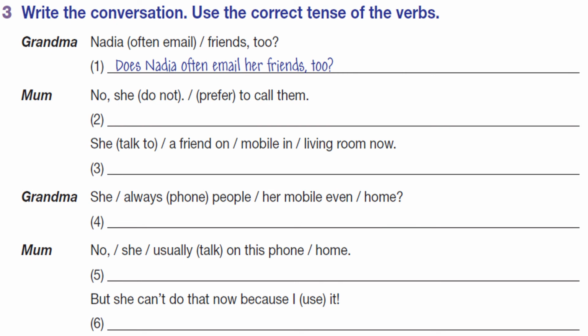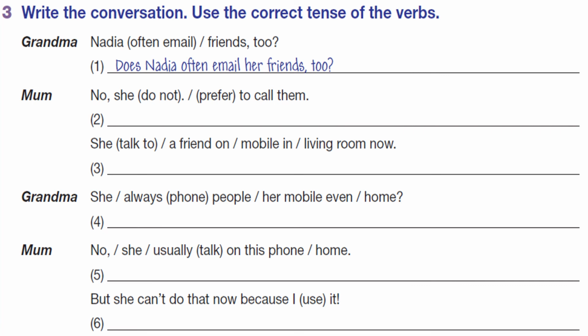Now exercise 3. Write the conversation. Use the correct tense of the verbs. In this exercise, we have a conversation between a grandma and mom. And also here you have some words that you are going to reorder to make correct sentences and questions by using the correct tense, present simple or present continuous. I will give you 5 minutes to do this exercise.